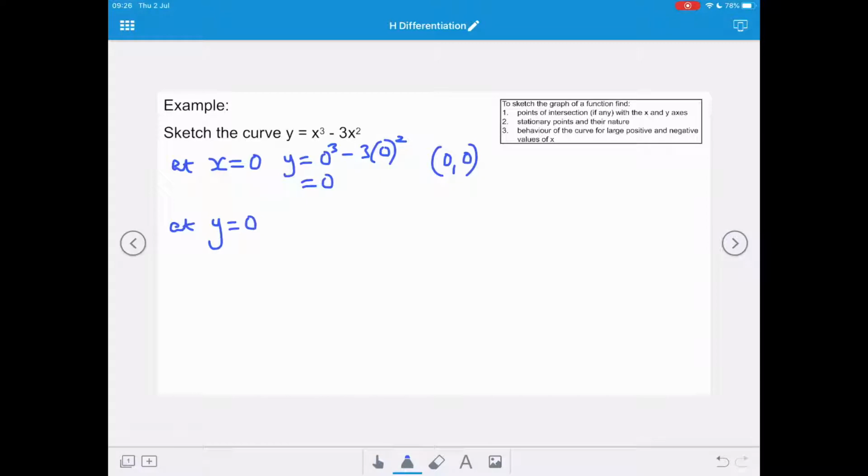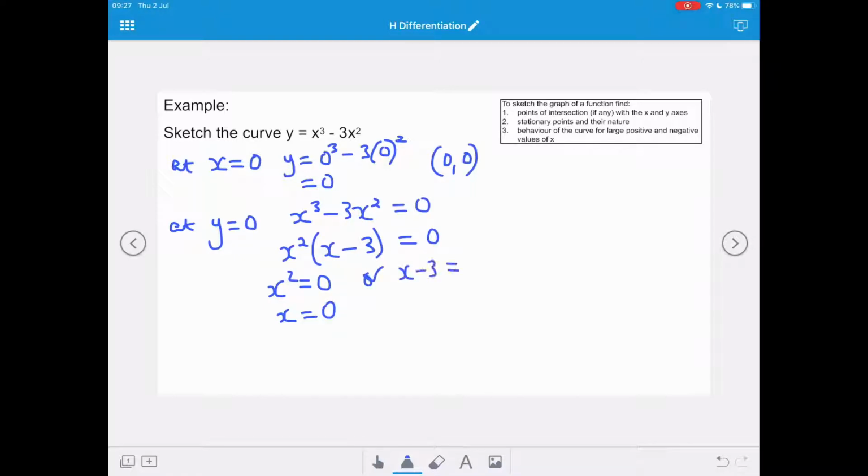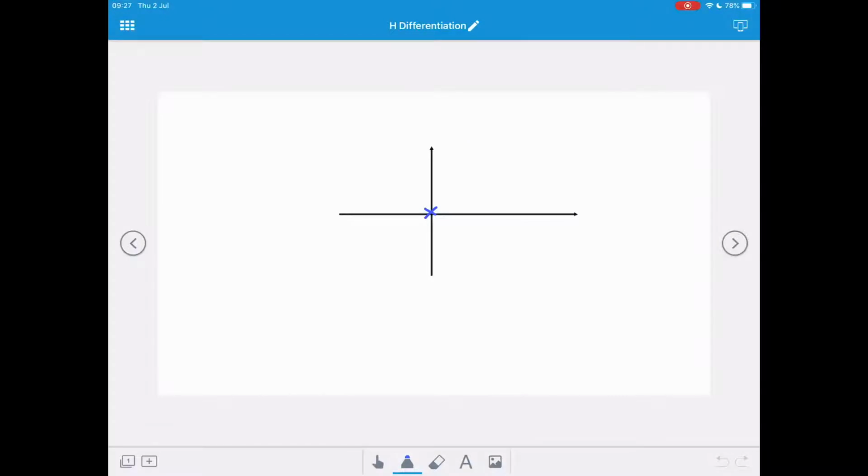Now at y equals 0, that's when it's going to cross our x-axis. That's the roots of this. And so x cubed minus 3x squared is going to equal 0. We're going to take out a common factor of x squared, leaving us with x minus 3 inside the bracket. So x squared equals 0 is going to give us that point at the origin, and x minus 3 equals 0 is going to give us the other root of this curve. So the curve is going to be going through the origin, which we've already plotted, and 3, 0. And if we go back to our Cartesian grid, we can plot on that second root.